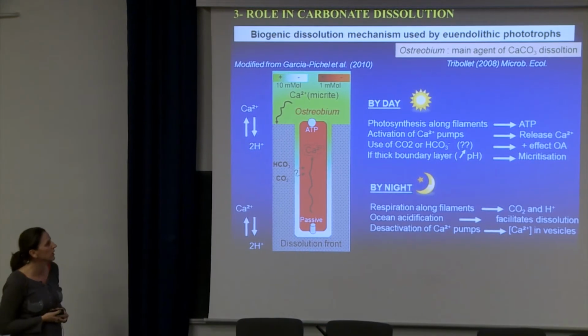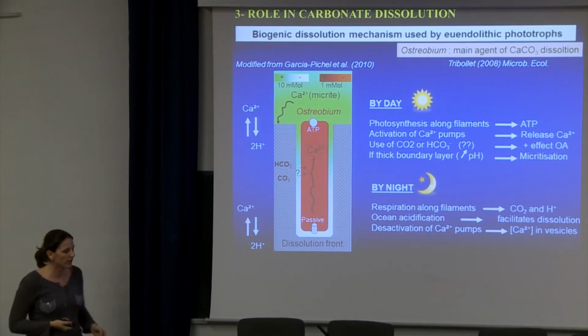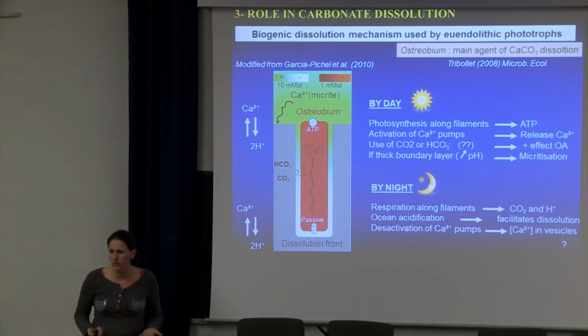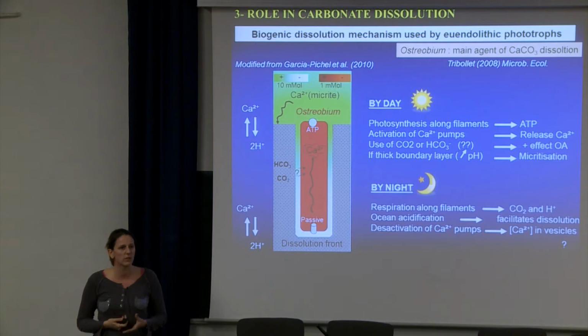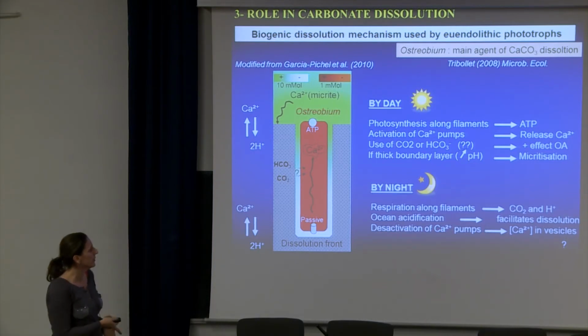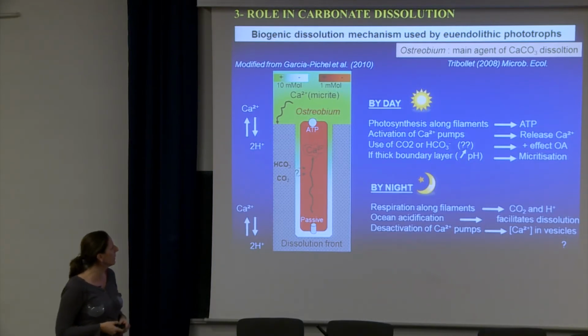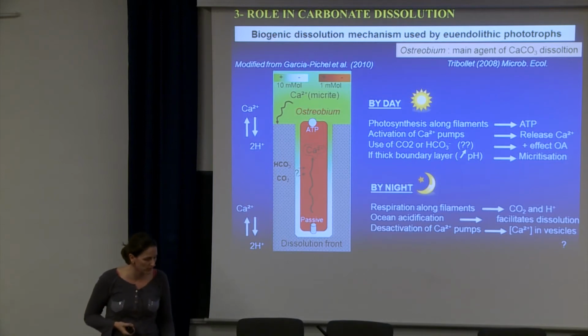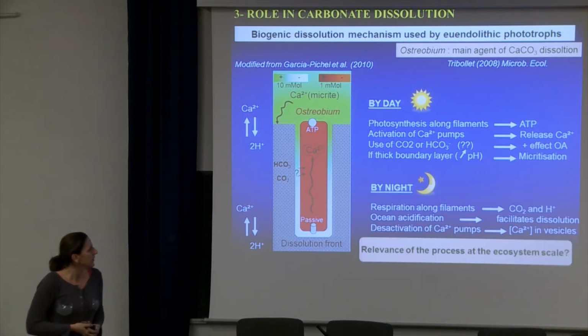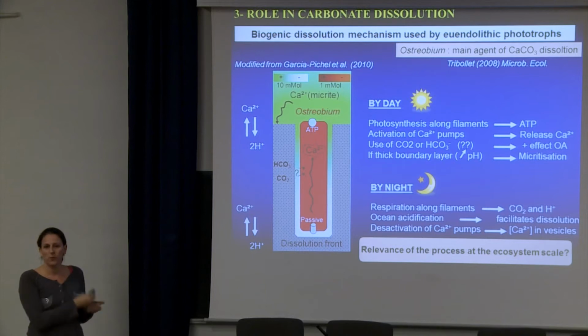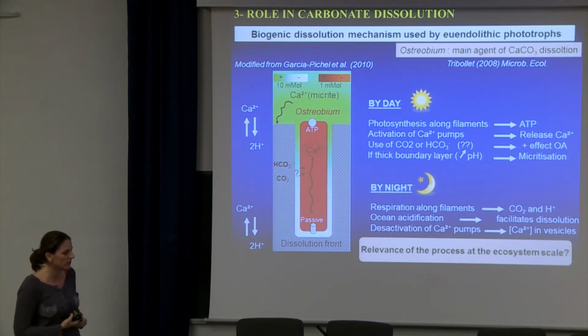That's our question. We hypothesize that it's probably accumulated in vesicles because calcium is toxic for cells, but this has to be shown, and it's just a hypothesis at the moment. Now I would like to go from the micro scale to the large scale and give you an idea of the relevance of this process of carbonate dissolution at the ecosystem scale.